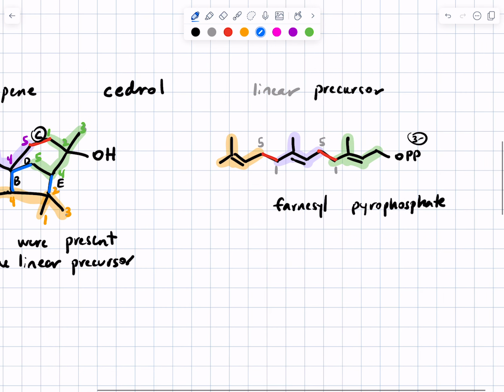Yeah, the linear precursor is just as many isoprene units as you need, 5 to 1. Yep. And your body and nature makes these first and then does the chemistry.